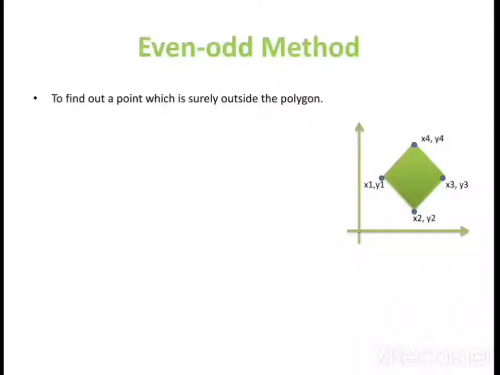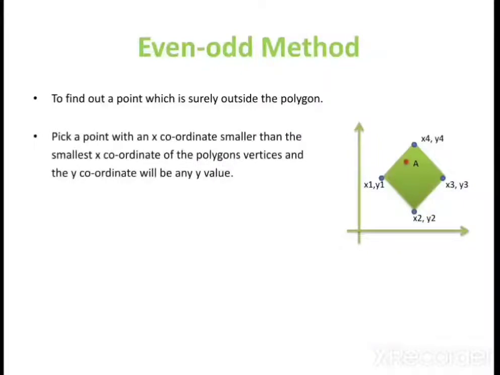Before that, what I want to find out is whether this point A is inside or outside. For this point, I will find one point which is surely outside the polygon. So how do we find a point which is surely outside the polygon? We can pick any point with an x coordinate that is smaller than the smallest x coordinate of the polygon vertices.